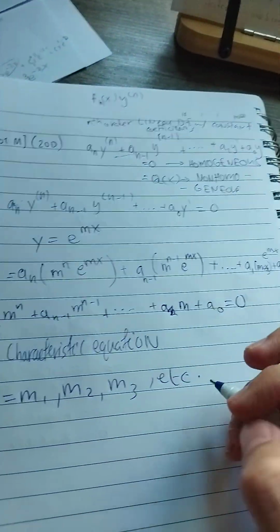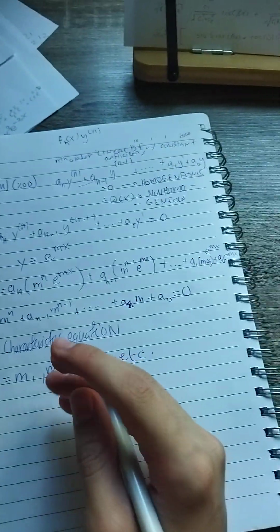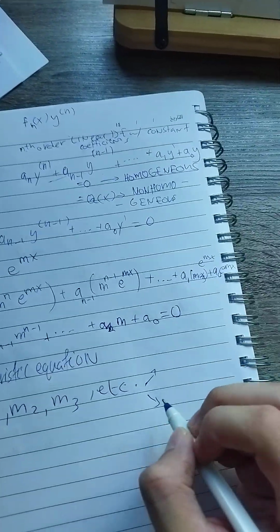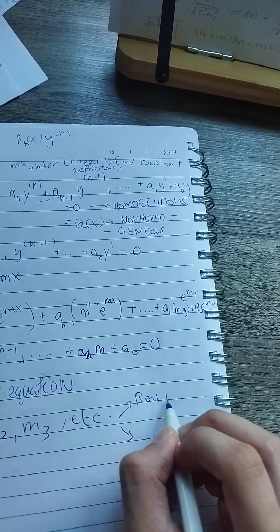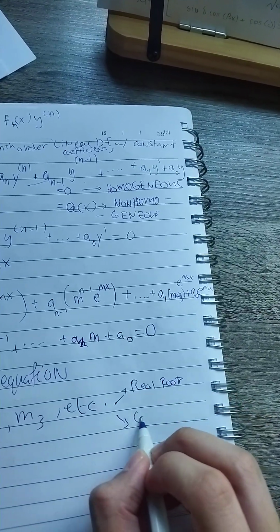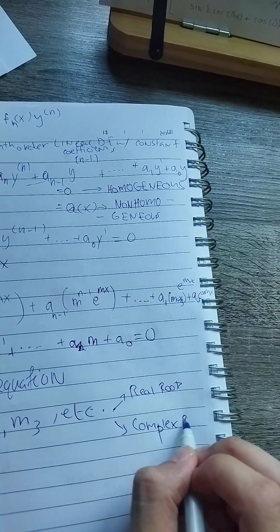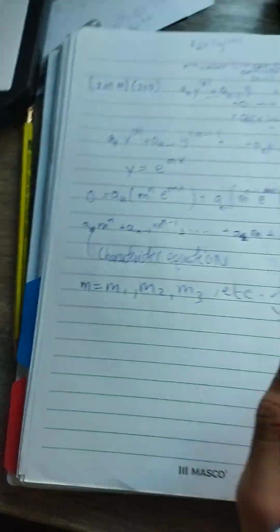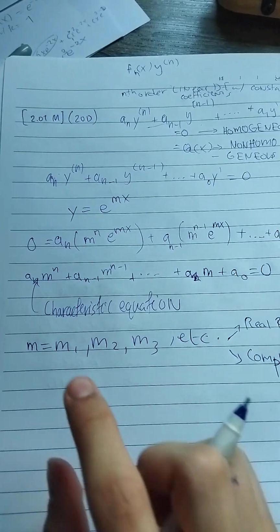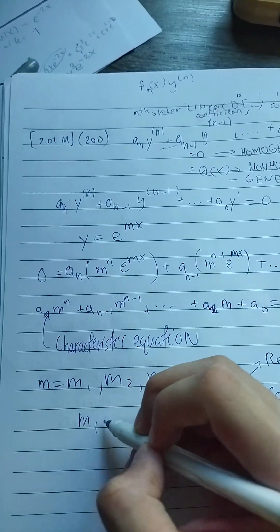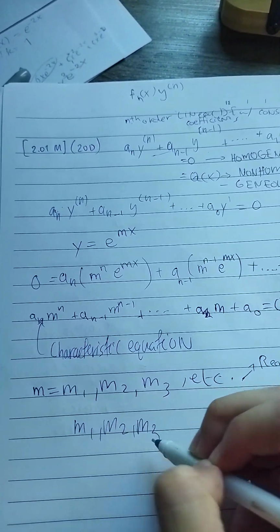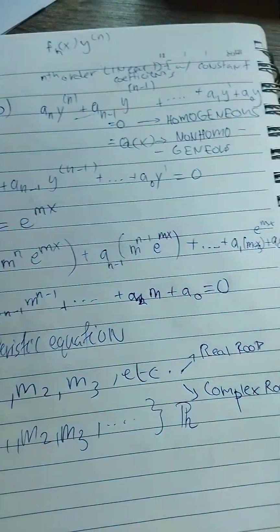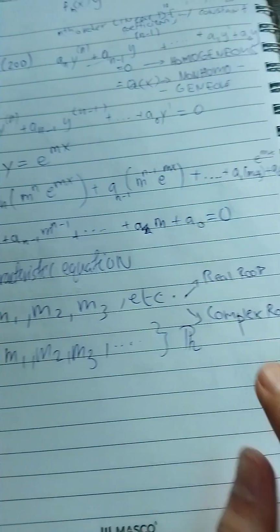So there are specific types you can get from a polynomial. You can get two types of roots: either real roots or complex roots. And we're going to study both of them. So in the case of real roots, you just get m1, m2, m3, where all of these are real numbers, hence the name real root.